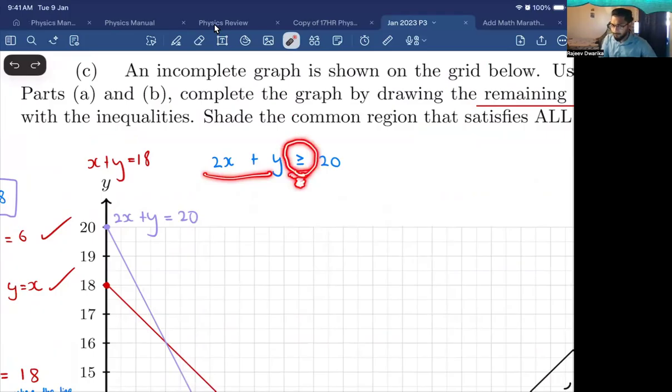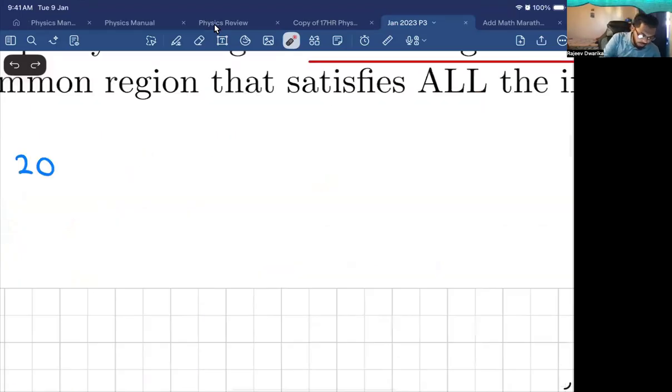What's that symbol over there? Is it less than? No, less than or equal to? That symbol over there is more than, yeah. Oh, more than. So more than or equal to.